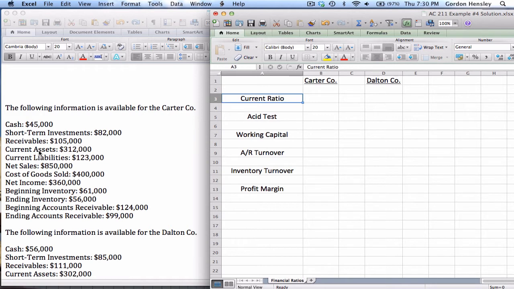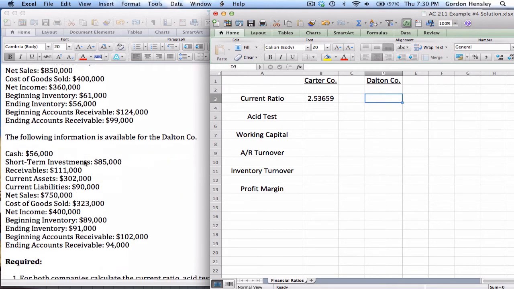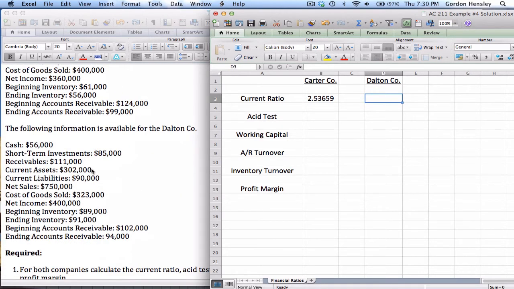So for the Carter Company, current assets, $312,000, current liabilities, $123,000. So $312,000 divided by $123,000. I get 2.53659, or about 2.54. Then over on the Dalton Company, current assets $302,000, liabilities $90,000. And I get about 3.3555, or if I round, about 3.36.